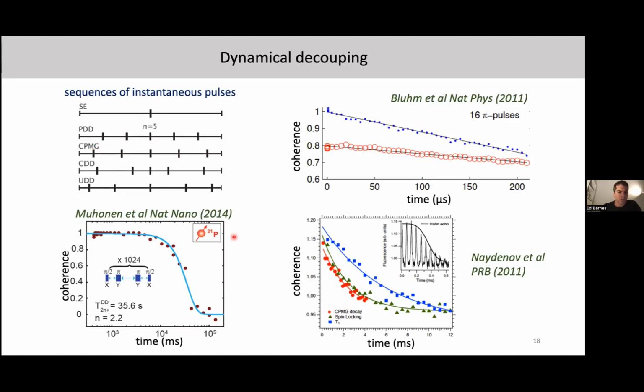I think all the examples here are spin qubits, but other platforms have benefited from this sort of technique as well. And generally, the more pulses you apply, the longer the coherence can become, until you reach some limit at which other effects start to dominate beyond this dephasing type noise.